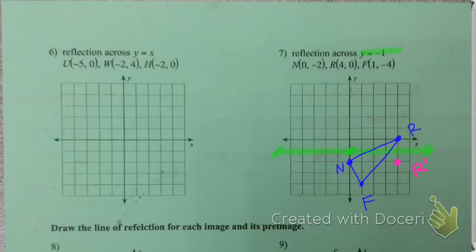Okay, n would end up above the line. So n would end up right there. So now n prime is above the line up there, one space above. All right, and then last, f is 3 spaces below the line, so f prime is going to be 3 spaces above the line. Does that make sense? So now here is where your new shape ends up.